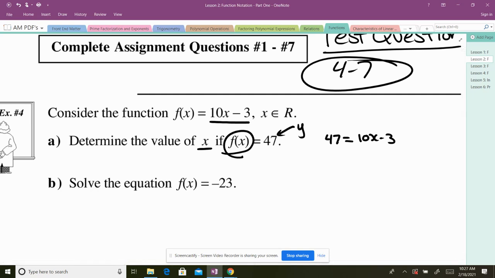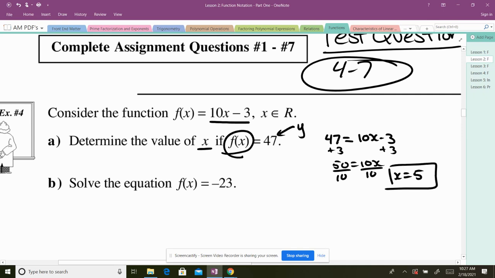Now you solve for x. So how do I solve for x here? So you're going to add 3 to each side. I'm going to get 50 is equal to 10x. Then what? So x is equal to 5. All right. Does that make sense? We're doing the reverse essentially now.